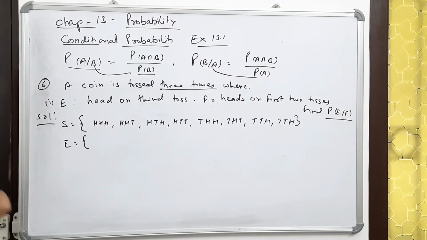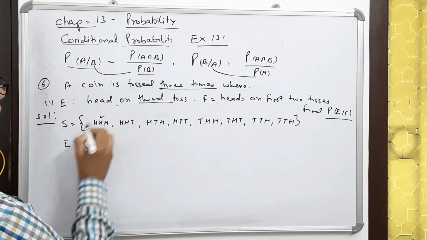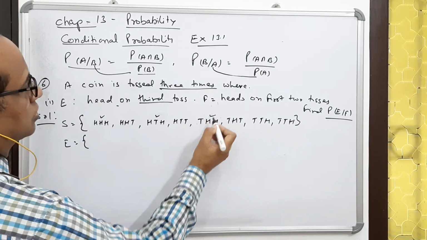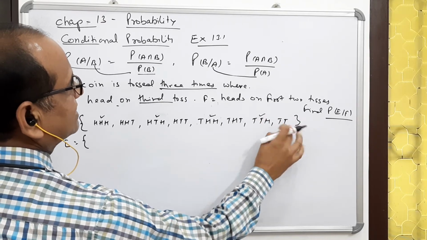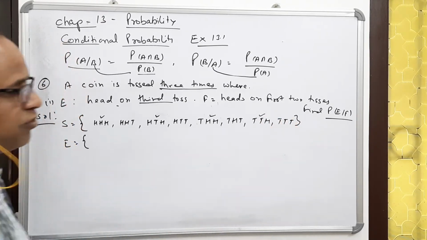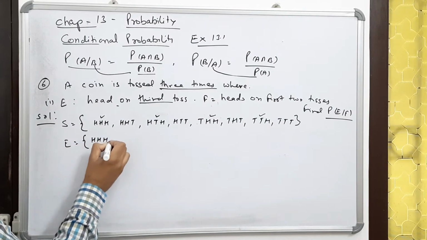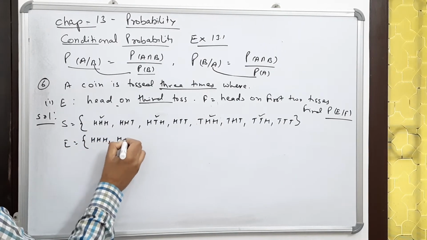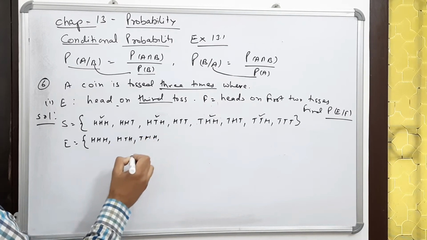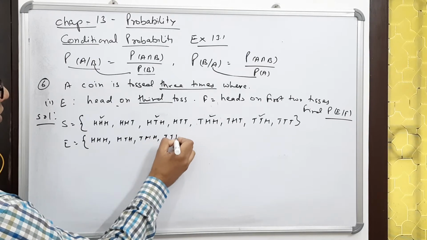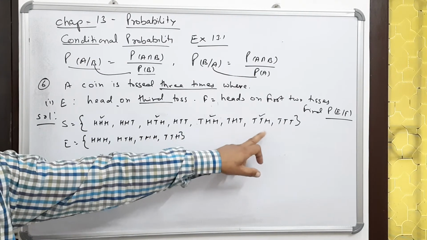Now what is E? E is head on third toss. So it is 1, 2, 3, 4. So the head on the third toss is HHH, HTH, THH and TTH. This is head on the third toss.